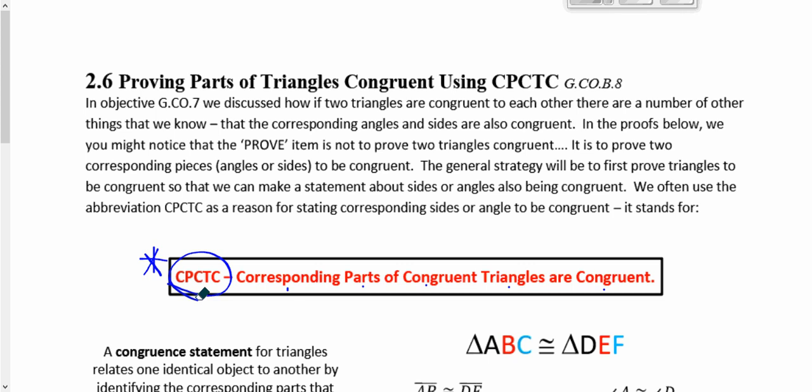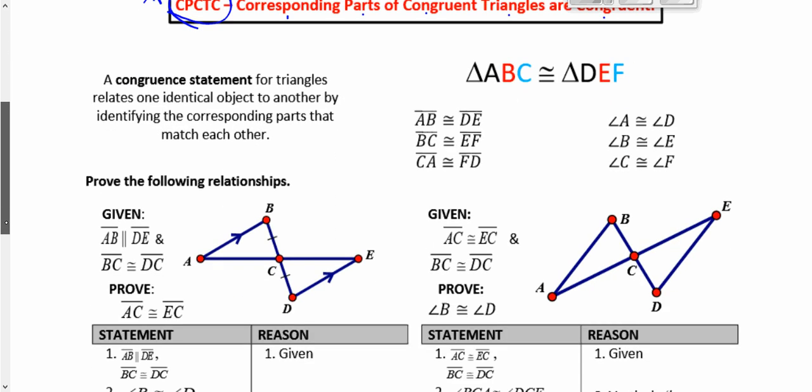CPCTC. Now, CPCTC, and I say this because I've seen it in the past, does not prove triangles congruent, right? Side angle side does not prove angles congruent. What does side angle side prove? Proves what congruent? Triangles congruent. And only triangles congruent, right? Okay. Well, let's look at some examples because now we have some more tools in our belt for reasons.